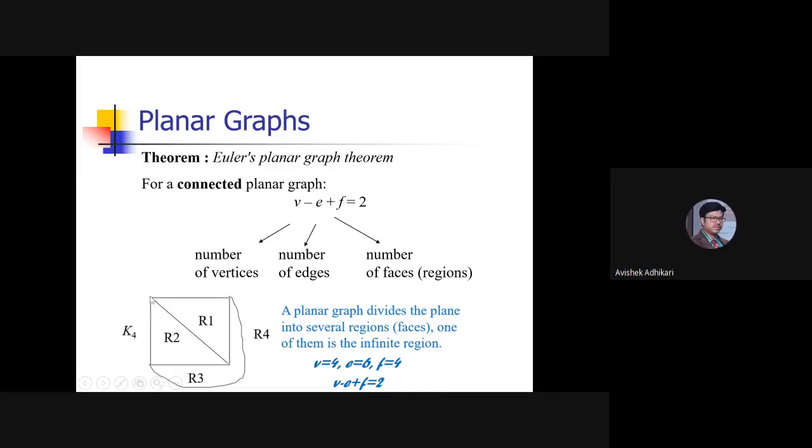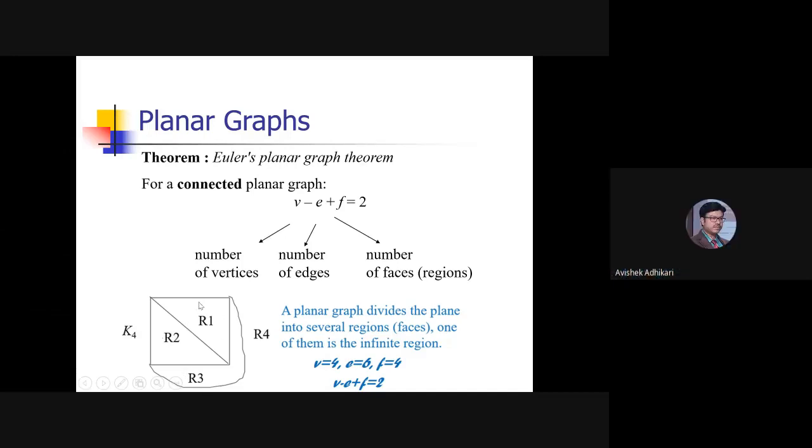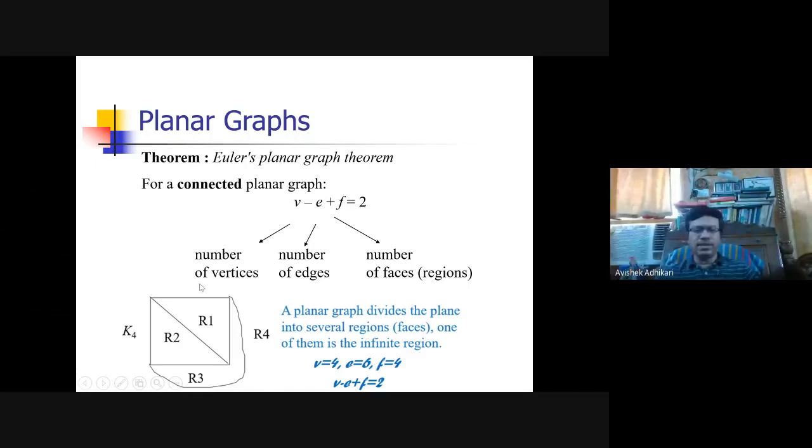So what does it mean? For example, suppose I have this graph. Here the number of vertices is 1, 2, 3, and 4. That's why V is 4. How many edges are there? 1, 2, 3, 4, 5, 6. So there are 6 edges. Now the question is, what do you mean by region? Firstly, have a look at this. This is a kind of closed graph, right?